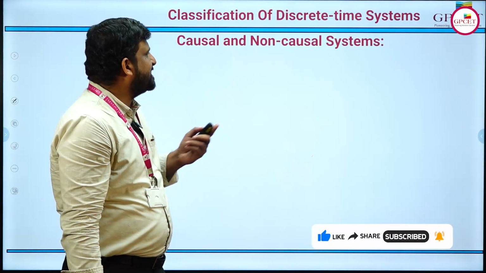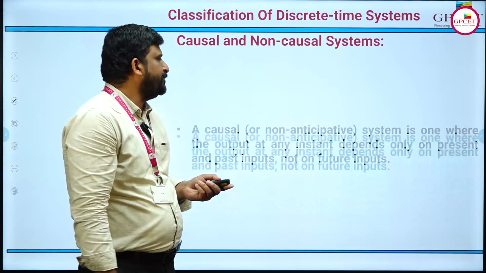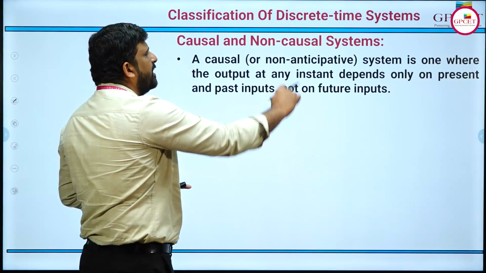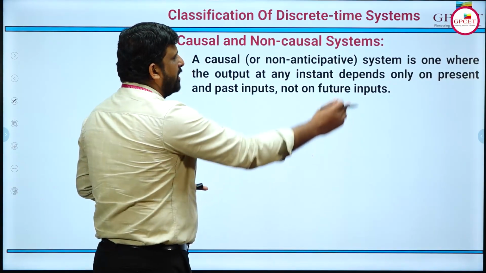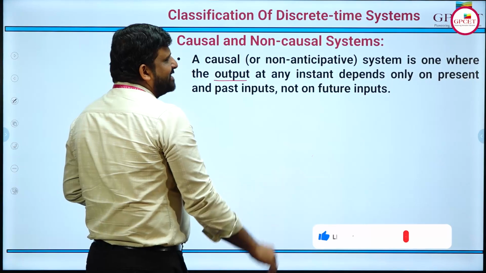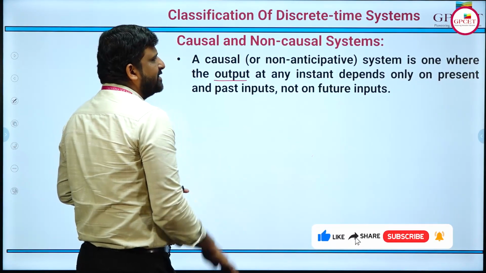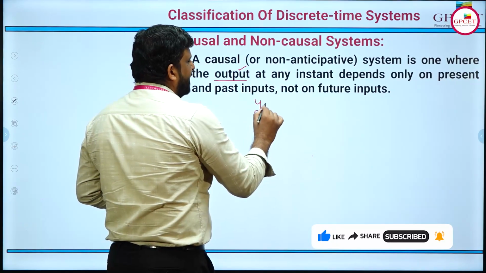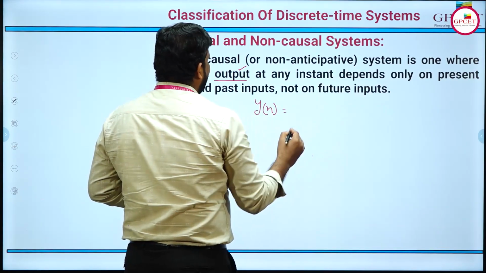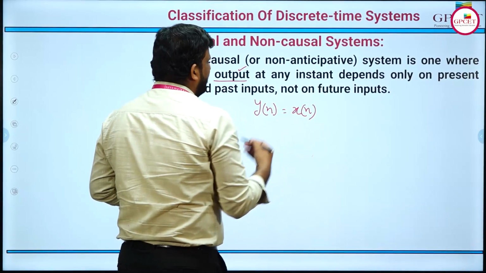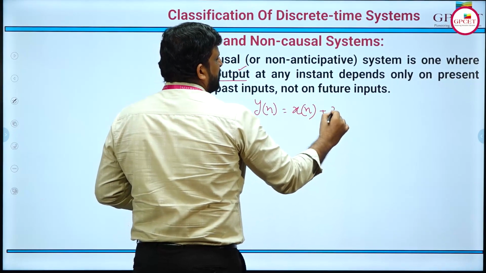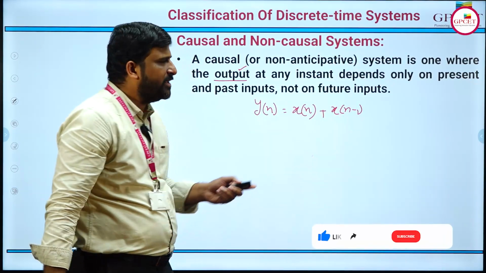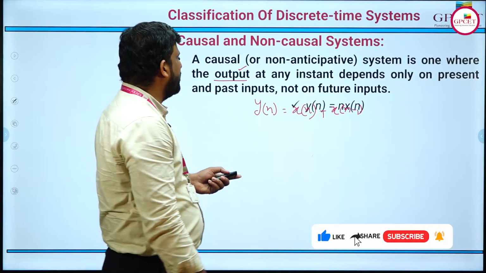Coming next, which is causal and non-causal system. When we say that it is a causal system, it is a non-anticipative system, one where the output at any instant depends only on the present and past inputs but not on the future. You can see here the output y of n will only depend upon the present input, that is x of n, plus past inputs x of n minus 1, and so on, but it will not depend upon the future inputs. You can see one example here.